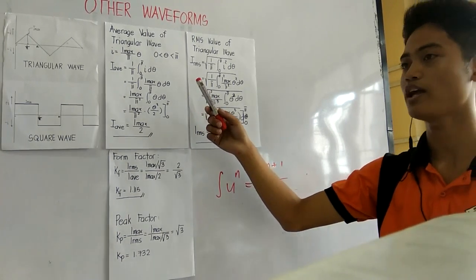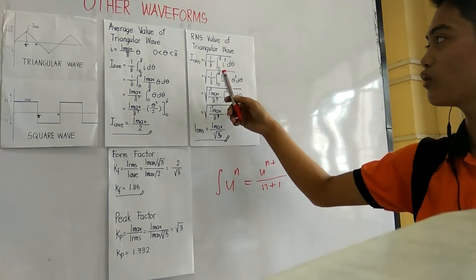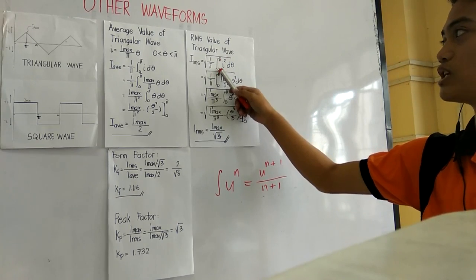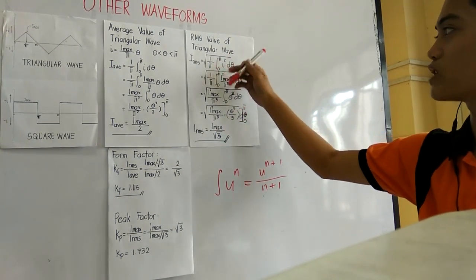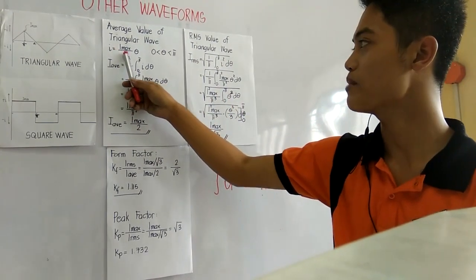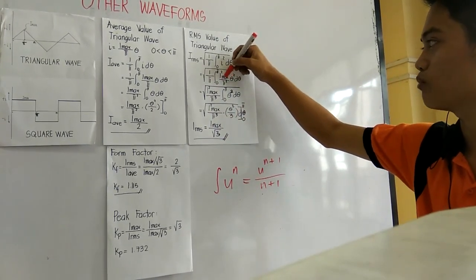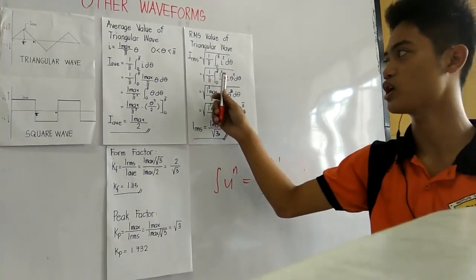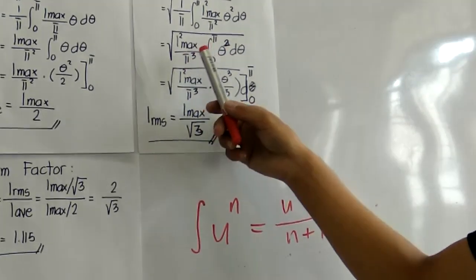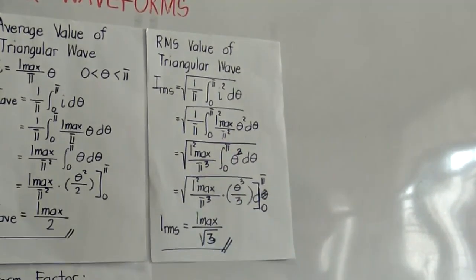So, we recall that in finding the RMS value, it is equivalent to the square root of 1 over T times the integral of the squared function f(t) dt from the limits of 0 to pi. So, our T here is pi, so substitute. Then, our I here is equivalent to I max over pi times theta. Substitute, and since I squared maximum over pi squared is a constant term, extract it from the integral sign, making it I squared maximum over pi cubed, integral of theta squared d theta from the limits of 0 to pi.